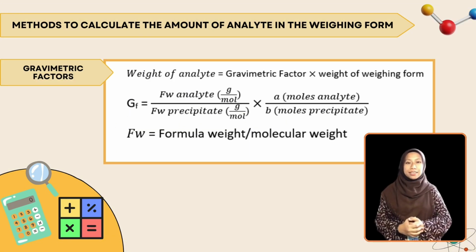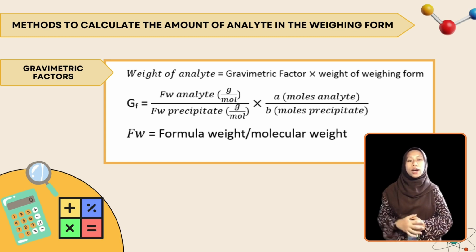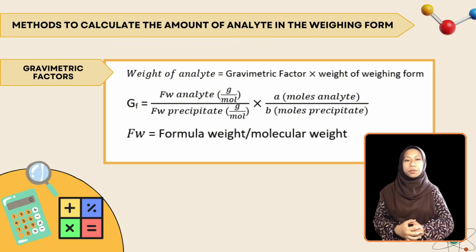So next, for this slide, I will explain how to use the gravimetric factor method to calculate the amount of analyte in the weighing form. To get the weight of analyte, we must multiply the gravimetric factor by the weight of the weighing form. But how to find the gravimetric factor? There is a formula to calculate the gravimetric factor. Make sure to identify first the analyte and precipitate.